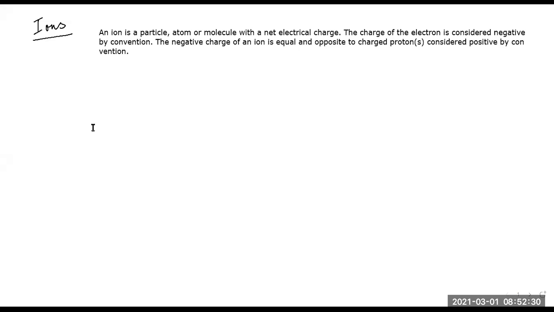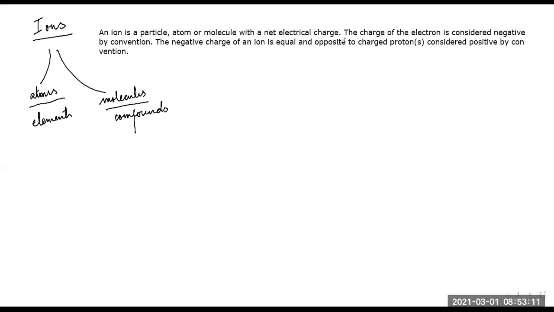Yes, students, today we are here to learn about ions. Well, what are ions? An ion is a particle, an atom or molecule, with a net electrical charge. Now, that means from the definition that ions can exist in atoms as well as in molecules. That means the base for their formation can be elements or compounds.